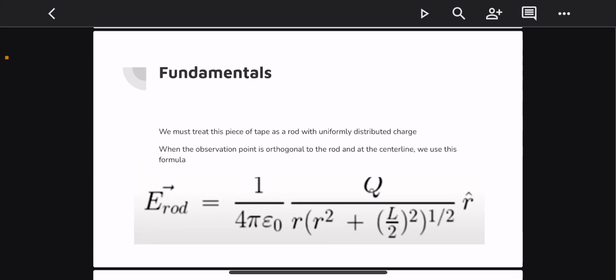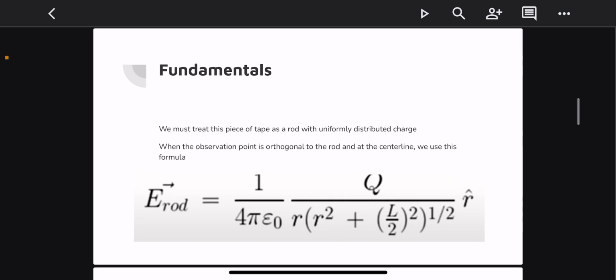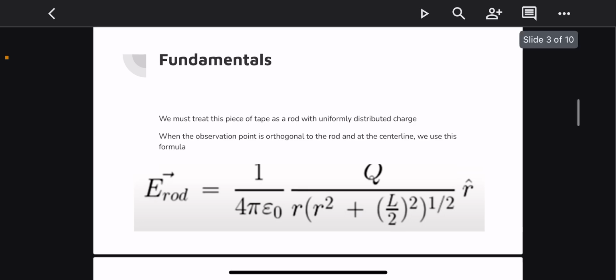The fundamental equation we have here is that we're treating the tape like a line or like a rod, and so its electric field can be represented by this formula. This is when it's uniformly distributed, which it is in the case of the tape. And the observation point is indeed orthogonal to the tape at the center line because we're using the center of the other piece of tape.